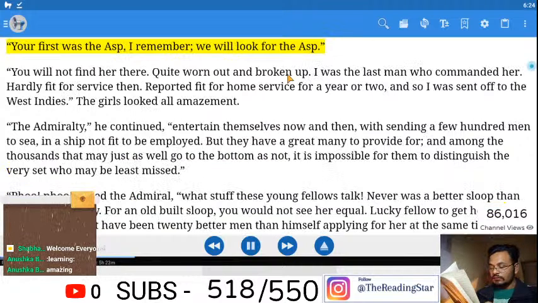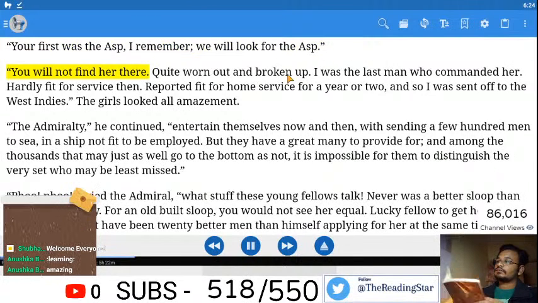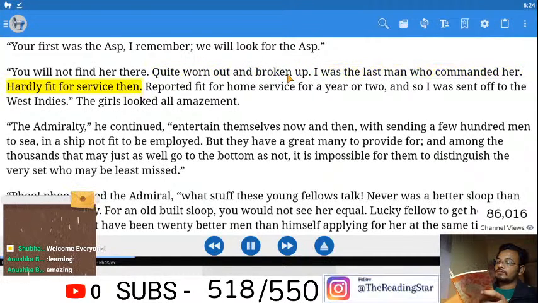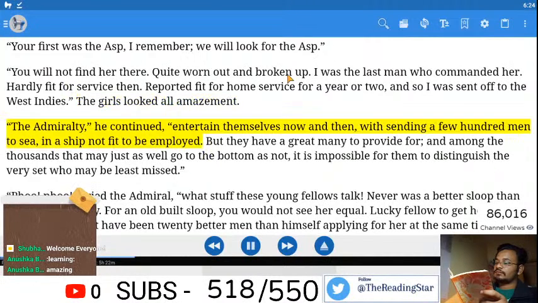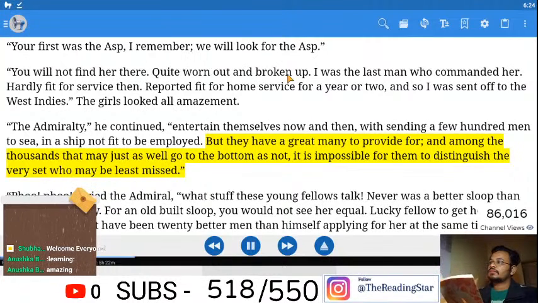"Your first was the Asp, I remember. We will look for the Asp." "You will not find her there. Quite worn out and broken up. I was the last man who commanded her. Hardly fit for service then. Reported fit for home service for a year or two, and so I was sent off to the West Indies." The girls looked all amazement. "The Admiralty," he continued, "entertained themselves now and then, with sending a few hundred men to sea, in a ship not fit to be employed. But they have a great many to provide for, and among the thousands that may just as well go to the bottom as not, it is impossible for them to distinguish the very set who may be least missed."